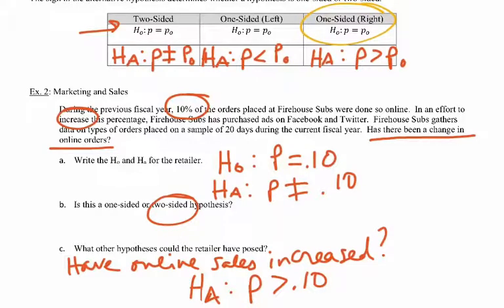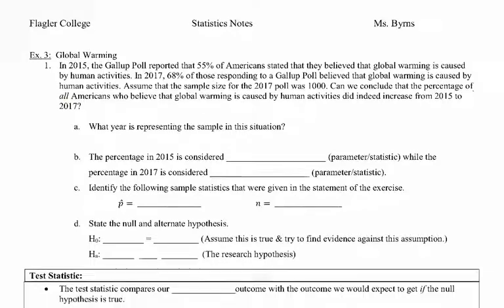Have the sales increased? So the question would have been, is P greater than 10%? They could have also asked, have sales decreased? In which case, then it would have been P is less than 10%. But I think this one is probably the one that makes the most sense. All right, let's look at another example.